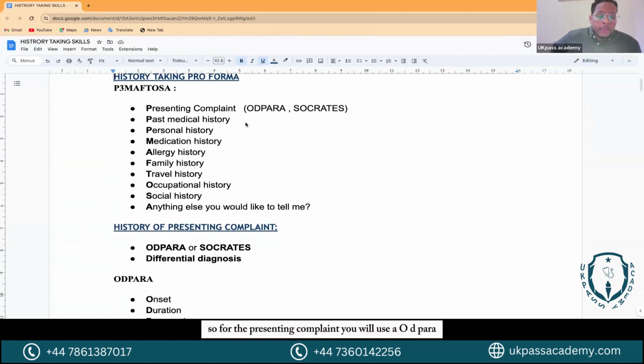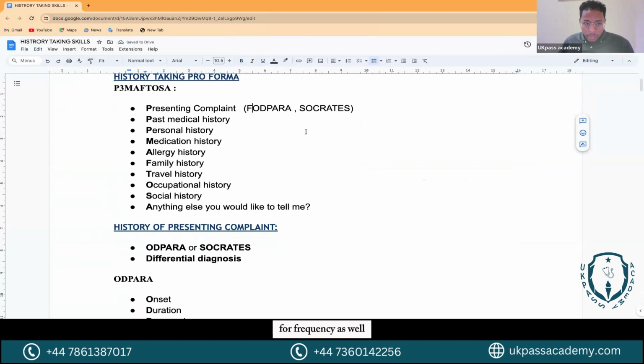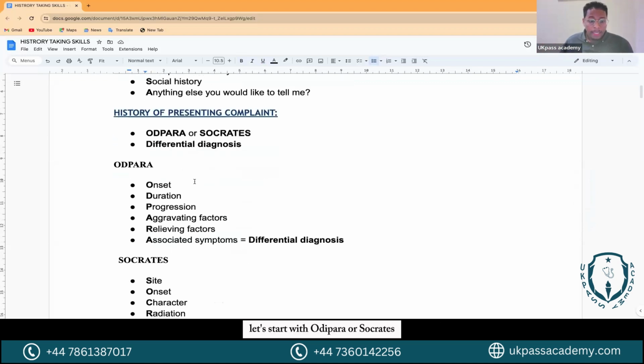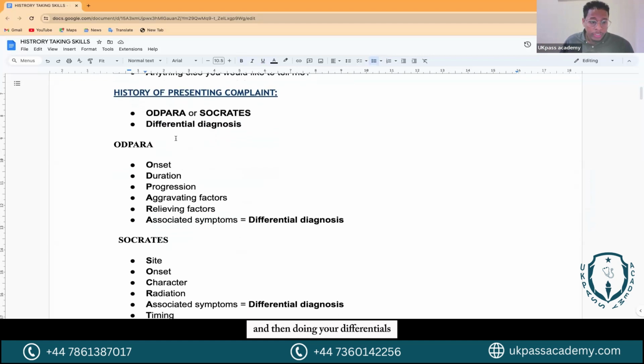So for the presenting complaint, you will use ODIPARA, but I like to add an F and say FODIPARA for frequency as well. Any intermittent symptom needs a frequency. How often do you get these symptoms? You will ask about the past medical history, and sometimes you may need to do a personal history, and we will discuss what personal history is. We'll go through everything. Let's start with ODIPARA or SOCRATES, and then doing your differentials.